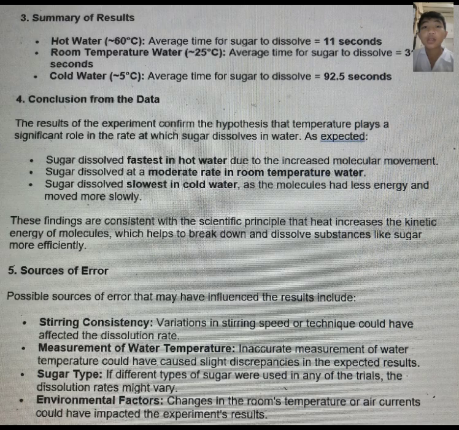Summary of results. Hot water at 60 degrees Celsius, average time for sugar to dissolve is 11 seconds. Room temperature water at 25 degrees Celsius, average time for sugar to dissolve is 31 seconds. And cold water at 5 degrees Celsius, average time for sugar to dissolve is 92.5 seconds.